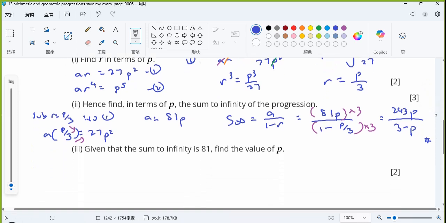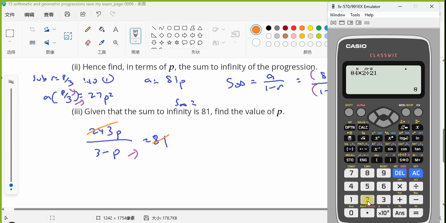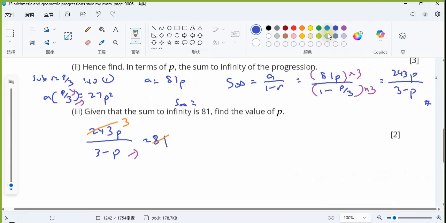Given that the sum to infinity is 81, find the value of p. So we have 243p over 3 minus p equal to 81. Okay, so this is the sum to infinity. And then we multiply with this, and this one, 243 divided by 81, is 3. Okay, so we have 3p equal to 3 minus p. So we have 4p equal to 3, p equal to 3 over 4.